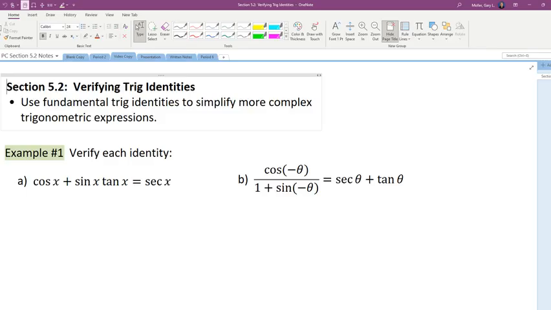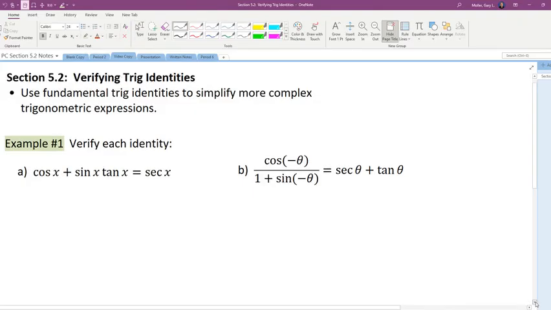So, all I really have is two examples for you today. Just more of a let's get our brain in the right spot, and then let's revisit this idea about what's going on with this negative angle stuff that you can see on part B. All right, so to get started, again, we're just going to verify this trig identity.